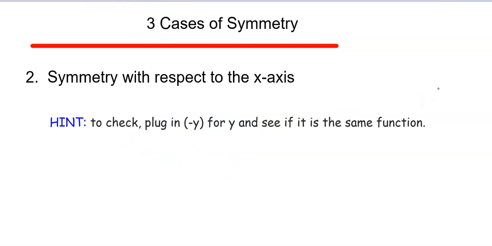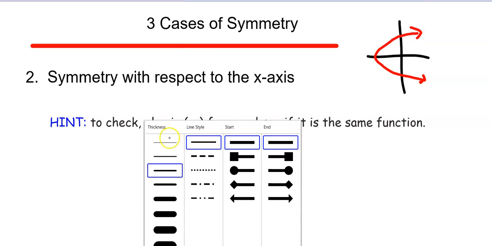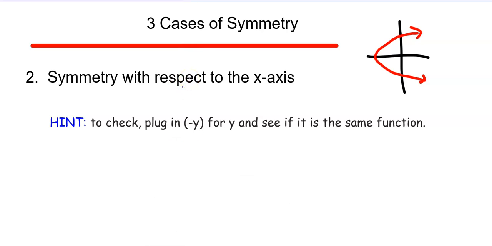Okay, the second test is symmetry with respect to the x-axis. Just to think visually for a second, maybe this function would be symmetrical with the x-axis. It looks symmetrical anyway. We would have to do the test to be sure whether it is symmetrical or not. So the test is to plug in negative y every time you see a y. So let's try this one first.